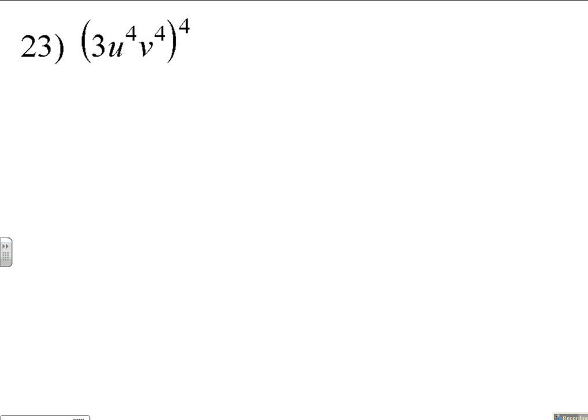Okay, this 4 only affects the u, this 4 only affects the v, but this 4 has to affect the 3's. There's one of them. The u's and the v's. So outside in, 4 groups of 1, 3. 4 groups of 1 is 4. 4 groups of 4 u's. 4 groups of 4, 16. 4 groups of 4 v's, 16.